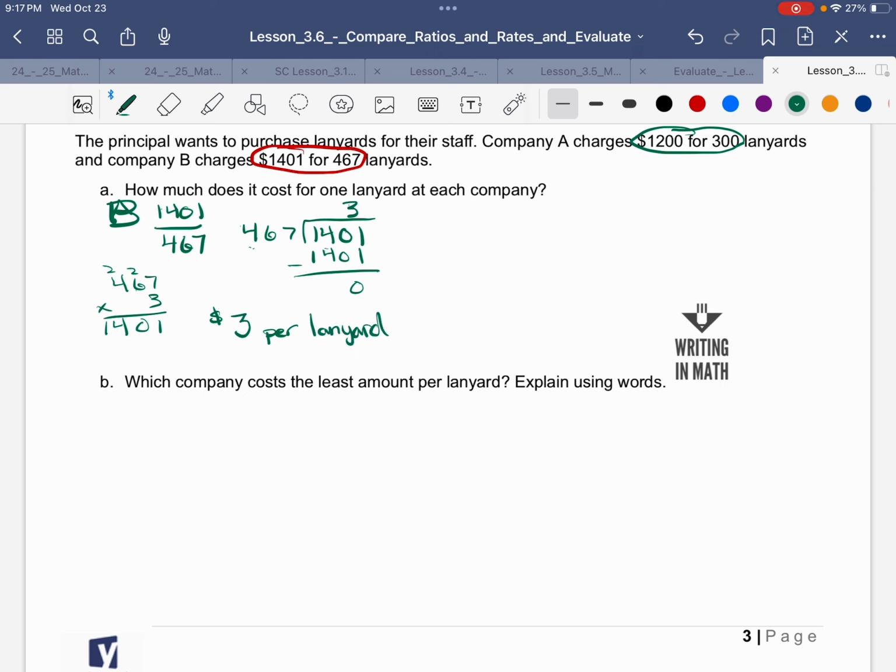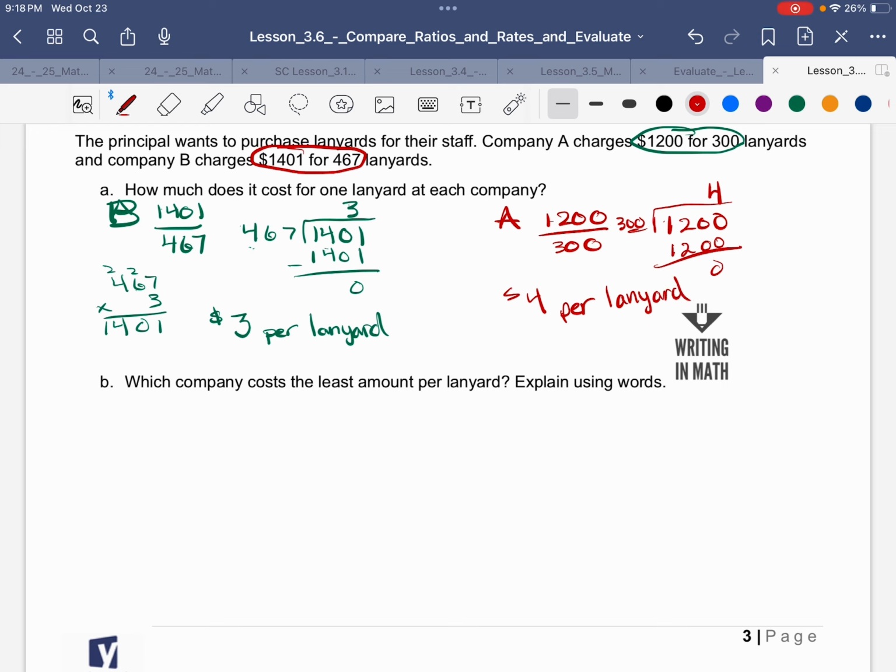Okay. Now we'll do Company A over here. Write it as a fraction. $1,200, 300 lanyards. So here we go. Let's divide it out. 1,200 divided by 300. I know that is 4, because 4 times 3 is 12, and then add the 2 zeros, that's 1,200. So this one is $4 per lanyard.